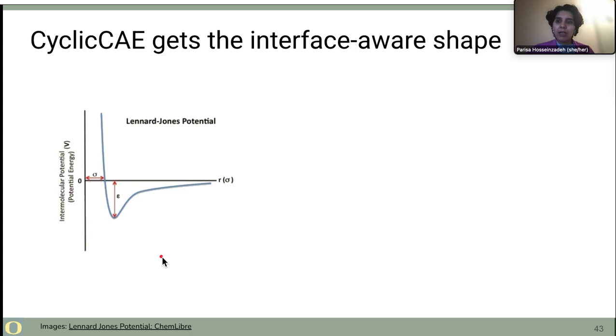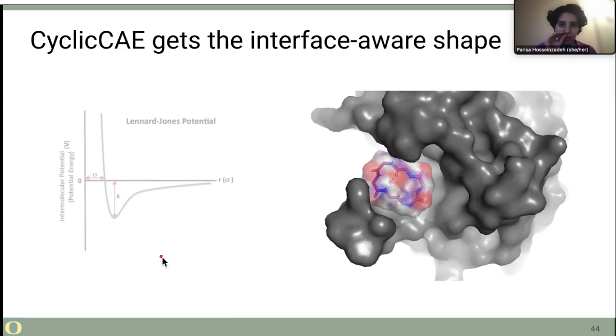Then I wanted to see if CyclicK is actually interface-aware. The Lennard-Jones potential has the lowest minimum that is dependent on the environment. And lo and behold, you can see that the peptide conformation produced by CyclicK depends on the geometry of the binding interface that it is conditioned on, which was really amazing.